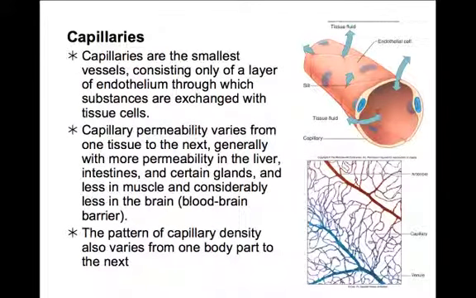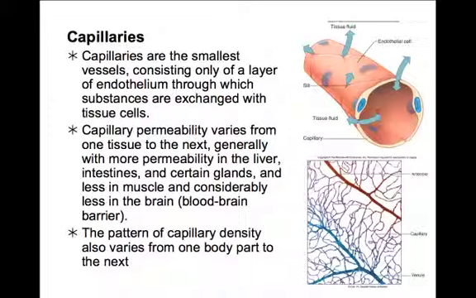Once we've gone through a series of arterioles, the blood will finally reach the capillaries, which are the smallest vessels. They consist of only a layer of endothelium, through which the substances will be exchanged with tissue cells. Some of the substances pass through slits, some of them pass directly through the endothelial cells, and some of them pass between. Capillary permeability varies greatly from one tissue to the next.